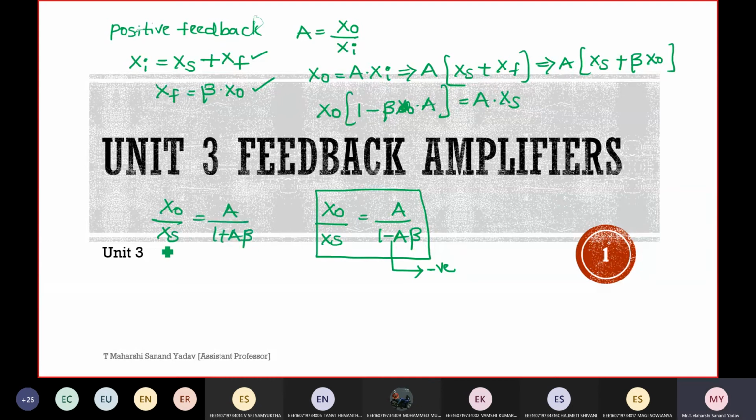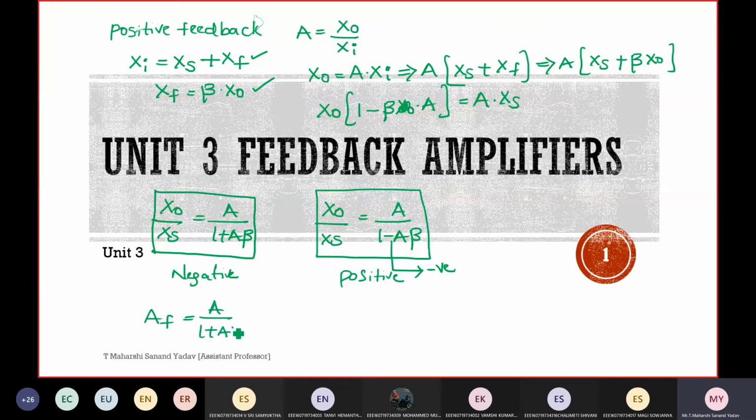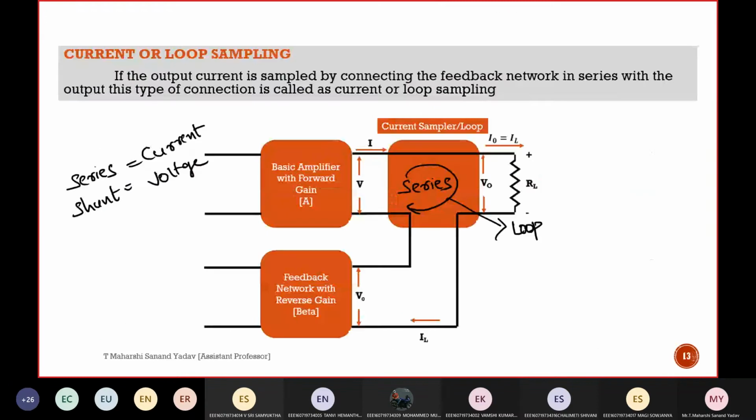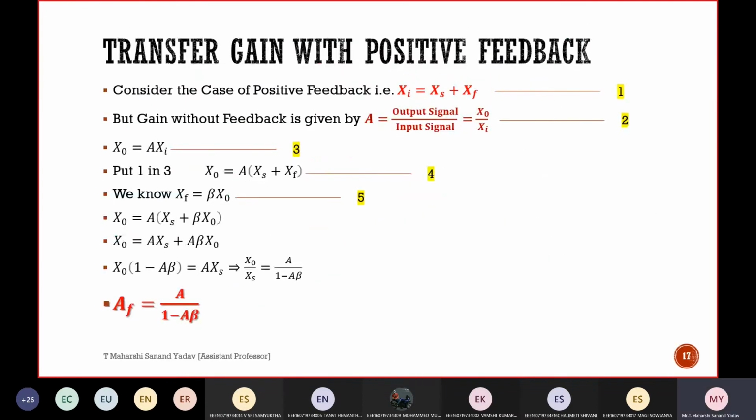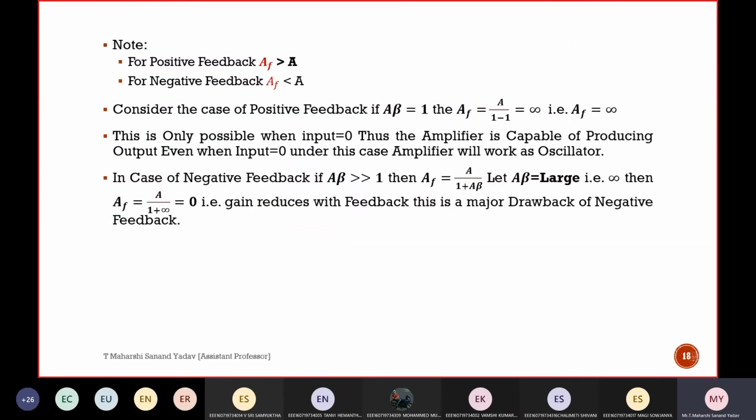1 plus A beta is for negative feedback, and 1 minus A beta is for positive feedback. So here AF, gain with feedback, is A by 1 plus A beta, and here AF is A by 1 minus A beta. 100% a question for 2 marks. Clear what is the difference between positive feedback and negative feedback? So we are done with transfer gain with positive feedback and negative feedback.